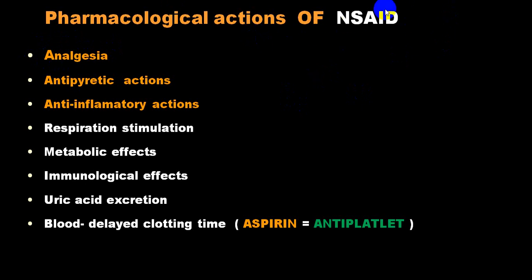Some of the NSAIDs will have respiratory stimulation, some metabolic effect, very few have immunological effects, and some can have uric acid excretion, so they can be utilized in gout, but that is very rare, not common. And aspirin has a powerful effect as an antiplatelet. It prevents platelet aggregation, by which it will prevent clot formation and can be utilized for prevention of thrombosis. So it is utilized for prevention of thrombus formation in a person with endothelial damage secondary to atherosclerosis.